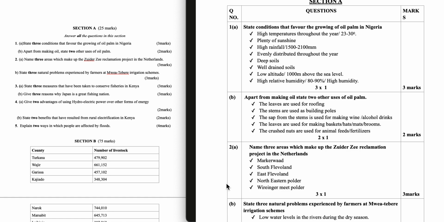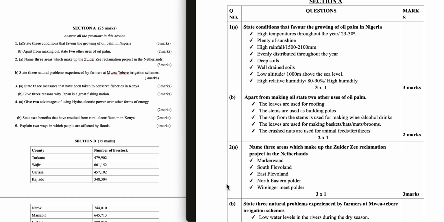High temperatures throughout the year, that is from 23 degrees Celsius to 30 degrees Celsius. Plenty of sunshine, high rainfall, evenly distributed throughout the year, deep soils, well-drained soils, low altitude, high relative humidity.